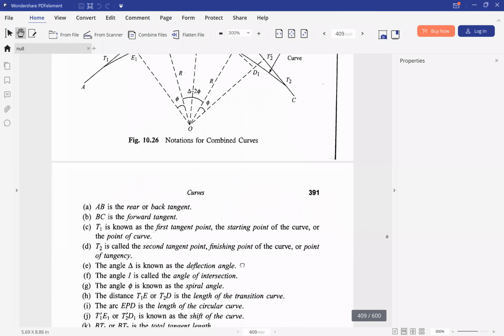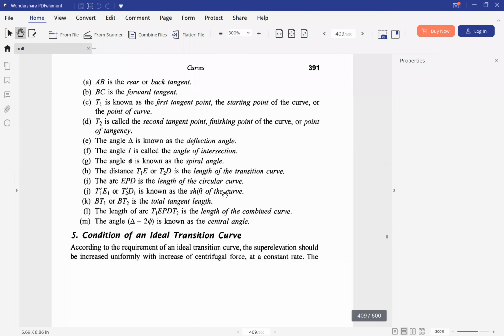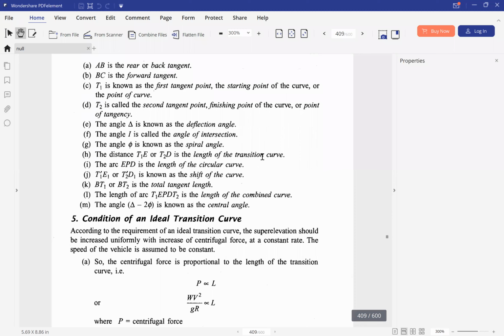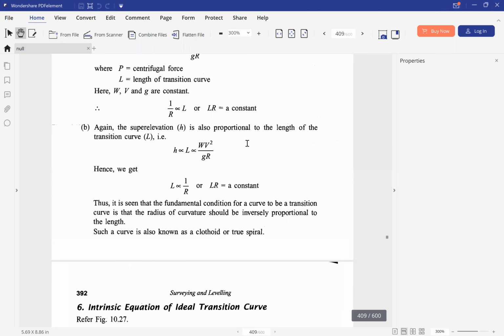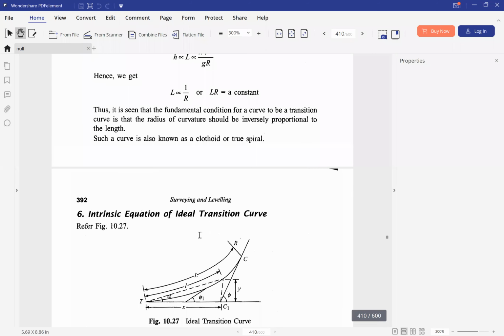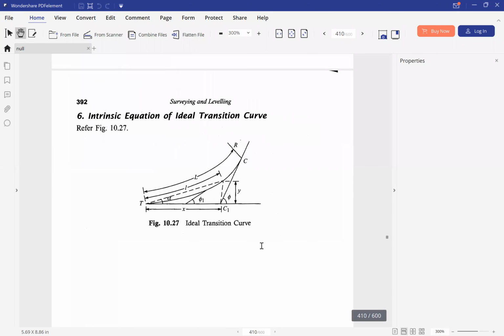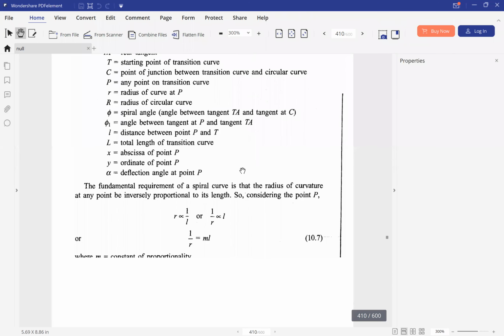All right, these are the notations that I already told you. Now, for a transition curve to be ideal, the fundamental condition is that the radius of the curvature should be inversely proportional to the length. Such a curve is also known as a true spiral or clothoid. Then we have the equation for setting out the transition curve.